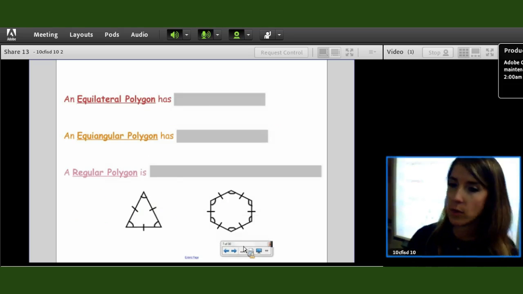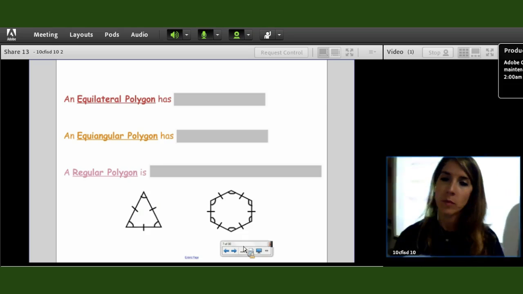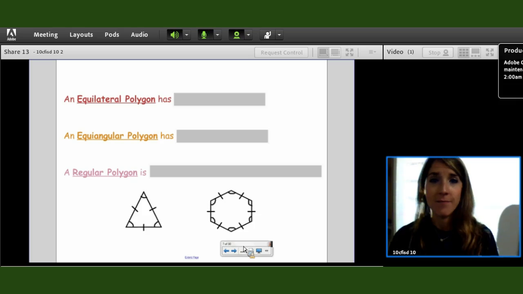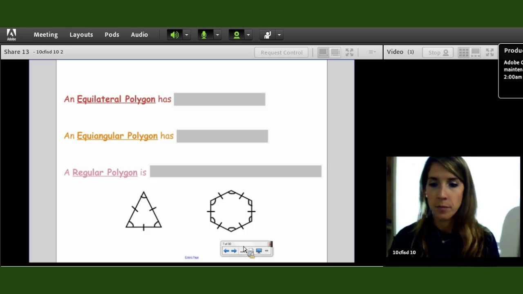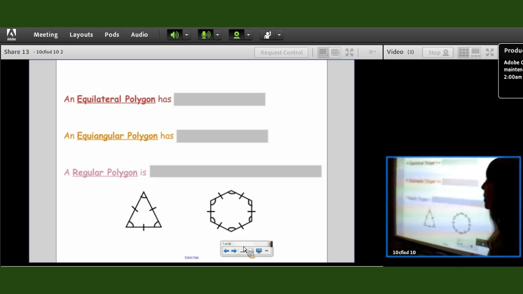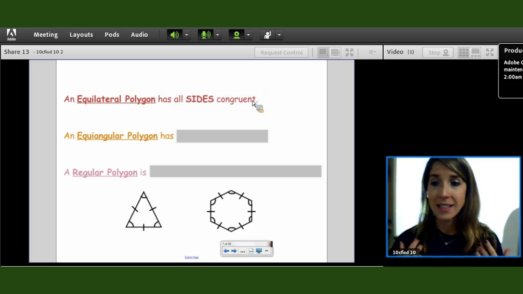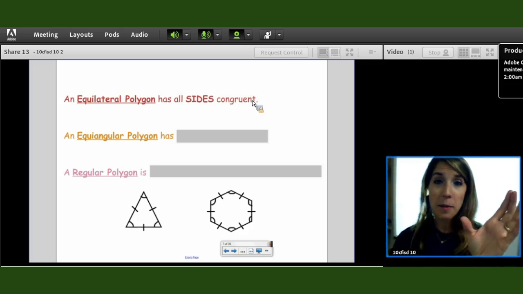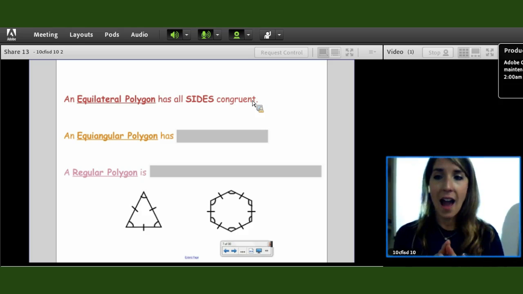All right, so now we're going to use some more vocab words, continuing on here. If a polygon is equilateral, that means all of its what are congruent? Sides. Very good. Lateral means sides. So equa means equal, and lateral means sides. Equilateral, all sides are equal.